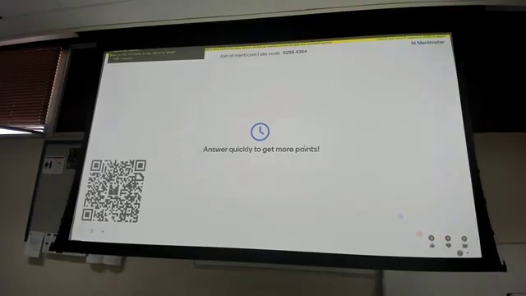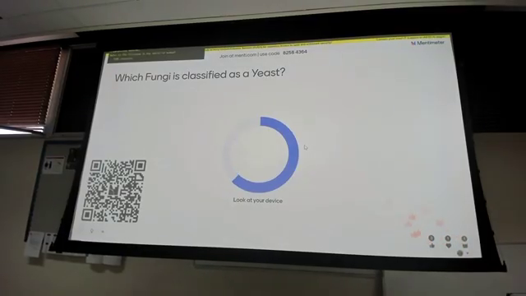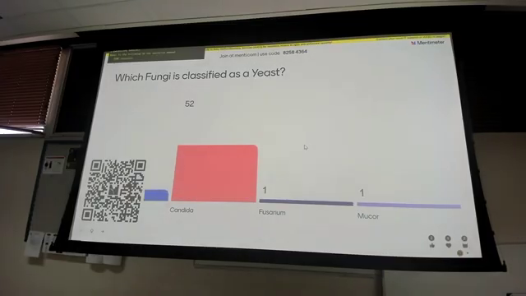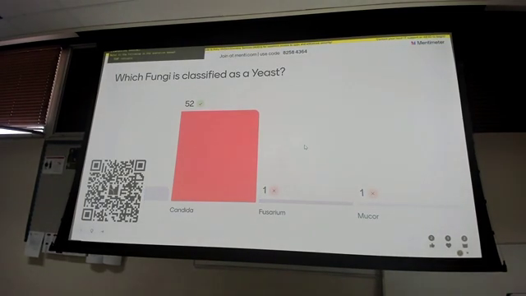Alright. So which fungi is classified as a yeast? I don't know the first one, but we have Candida, Fusarium, and Mucor. Alright, perfect, Candida. Can someone tell me what Mucor is? Is it mold, yeast, well it's obviously not a yeast, or dimorphic?